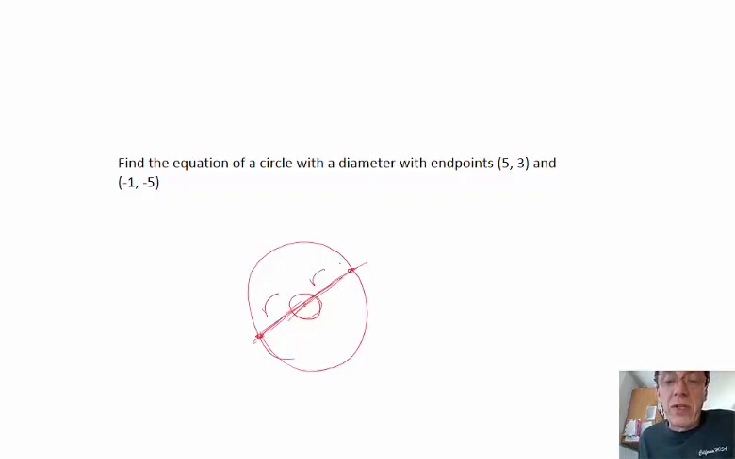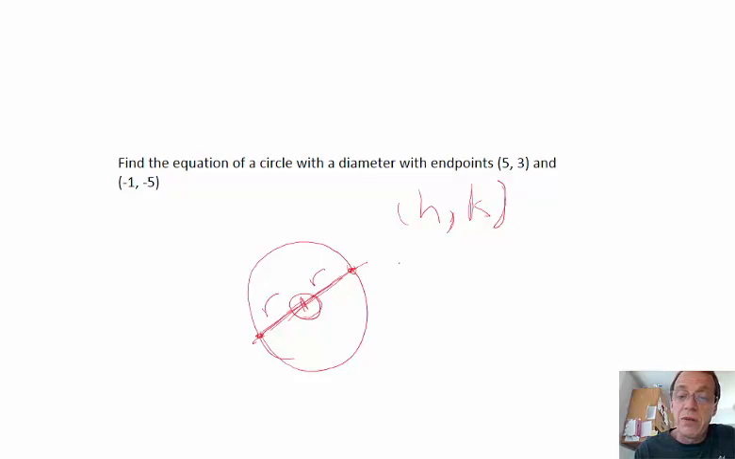So the 2 things that we really need to know are the center, which is h, k. We can find that by using the midpoint formula. And then we also need to know the length of the radius. And to find the length of the radius, we simply need to know what the length of the diameter is.